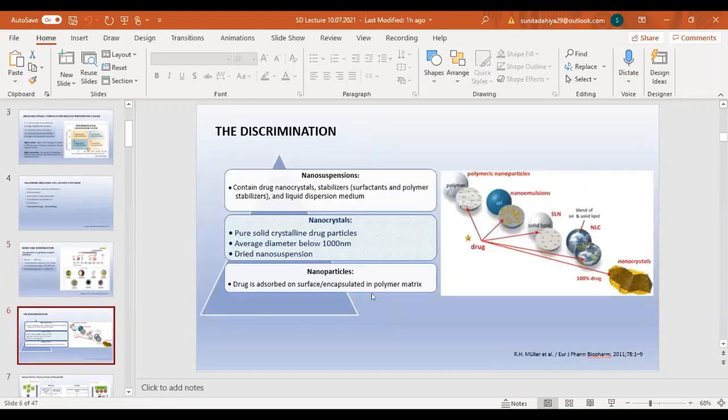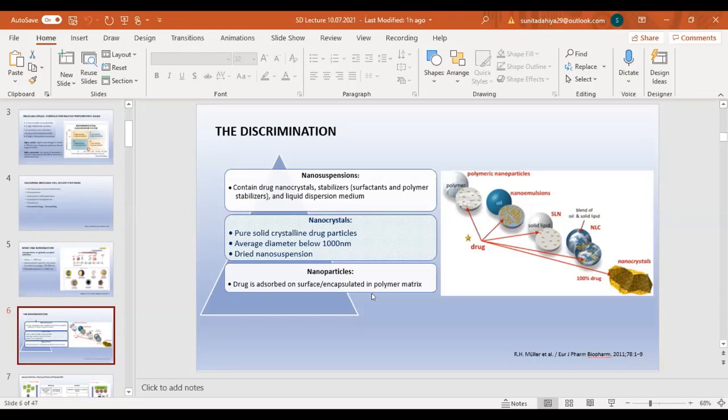Now, sometimes we think that there is no difference between the nanocrystal and nanoparticle. You may have come across terms like nanoparticle, nanocrystal, nanosuspension. So here we are concerned with these three terms. Nanoparticle is a broad term. Right? All the particle sizes which fall in the nano sizes or nanoscale dimensions are known as nanoparticles. For the purpose of this presentation, we are more concerned with the nanosuspensions and nanocrystals.